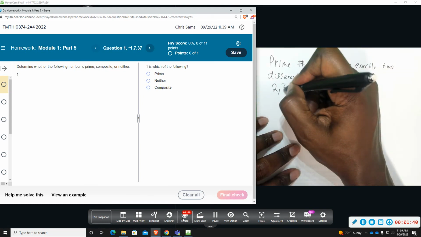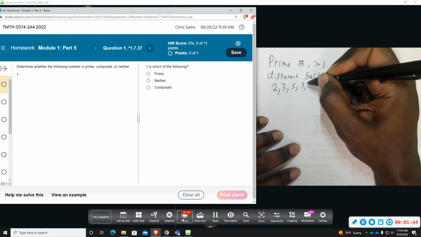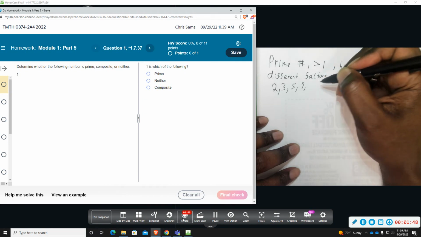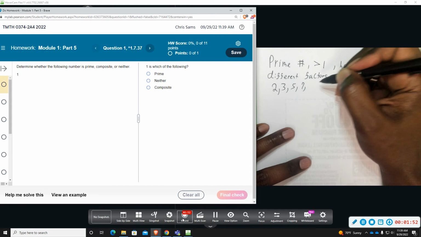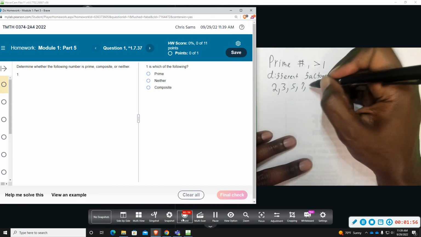So 3, 5, 7, you would skip 9 because 3 times 3 is 9, and 1 times 9. So any number that's not prime is composite. That's the opposite, kind of like being even and odd. Prime and composite are opposite.